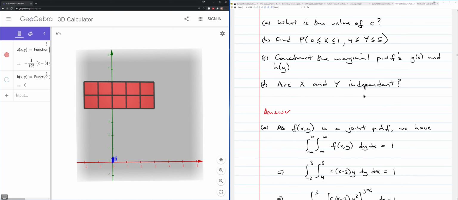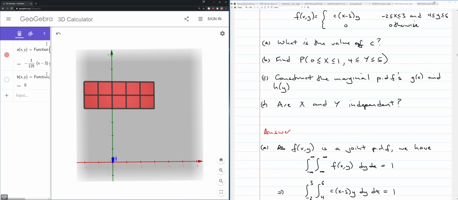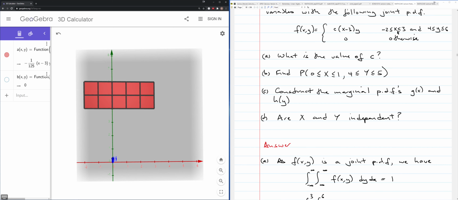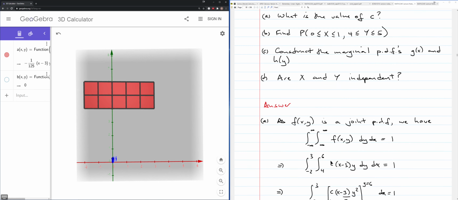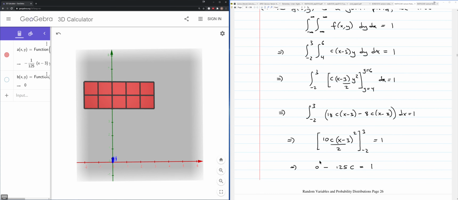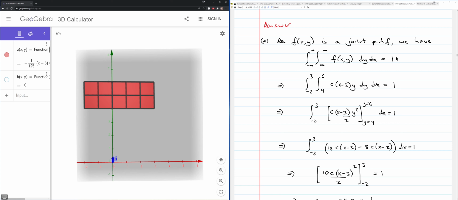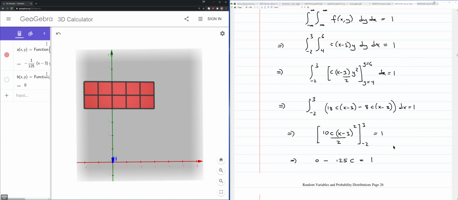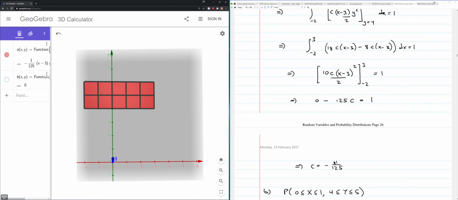So to do the integral, this is just reviewing here. To do a double integral, all you need to do is integrate over this rectangle specified here. On this side over here, you're working out the double integral, and you're going to get an expression involving c, which is this -125c. And on the right hand side here, you always just have the 1, and this allows me to figure out that the c is equal to -1/25.